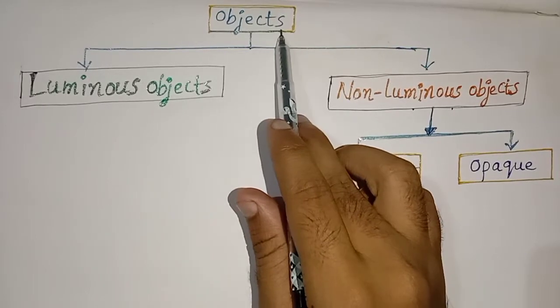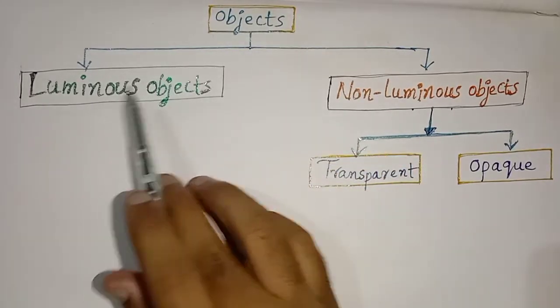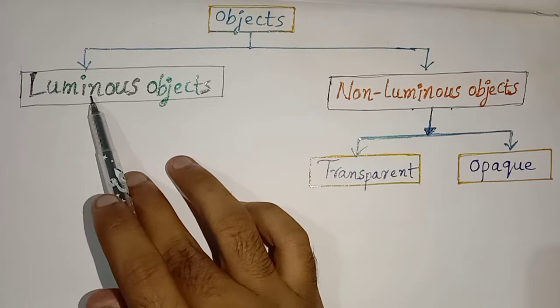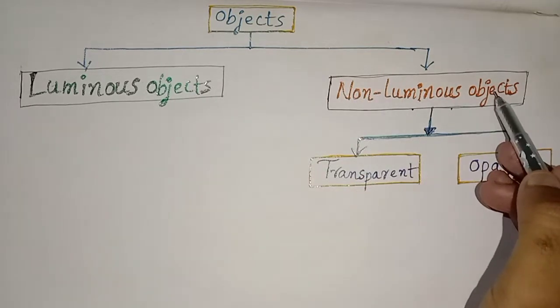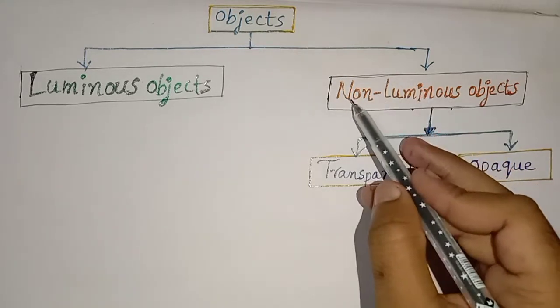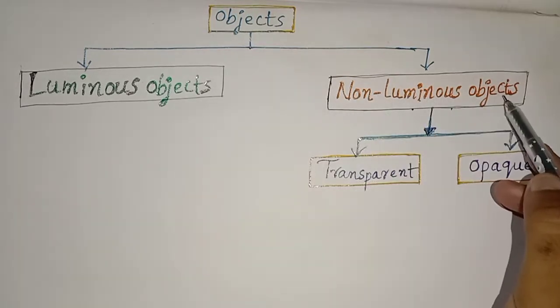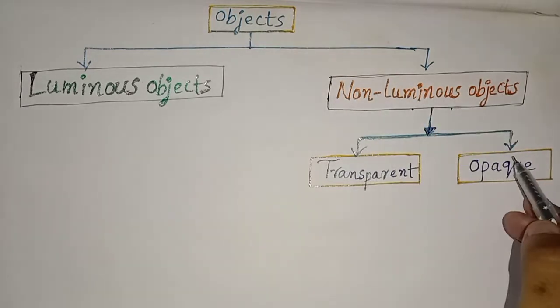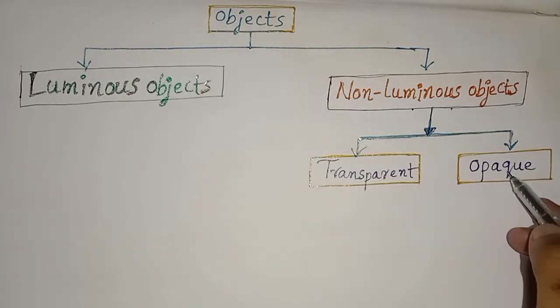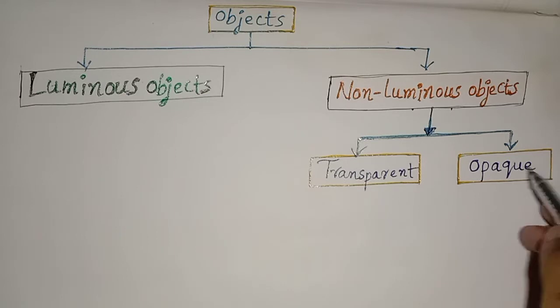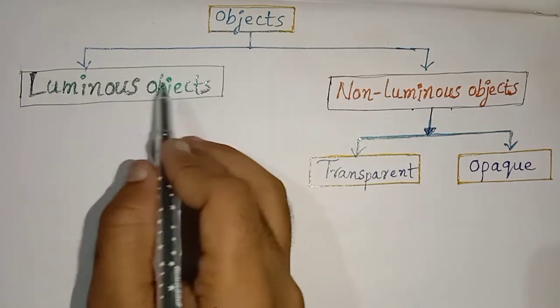Based on light, objects are classified into two types. Number one, luminous objects, and second, non-luminous objects. Non-luminous objects are further classified into two types: one is transparent, and another one is opaque object. So let us discuss what a luminous object is.